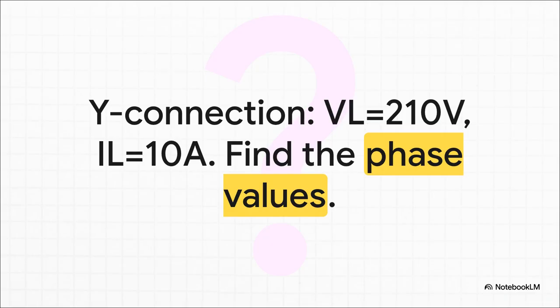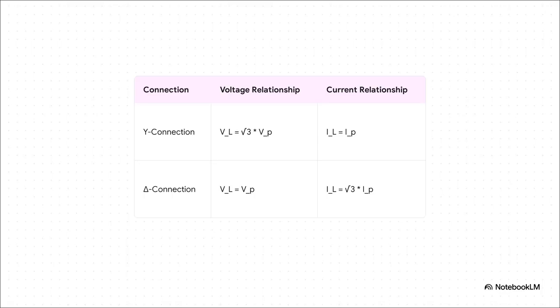It's a guaranteed topic. They'll hit you with Y connections, delta connections, you name it. So this one, it gives us line values and asks for phase values in a Y connection. So how do those two relate? Okay, this chart right here, you need to burn this into your brain. Seriously. But look at the Y connection row for this question. What do you see? The line current is exactly the same as the phase current.